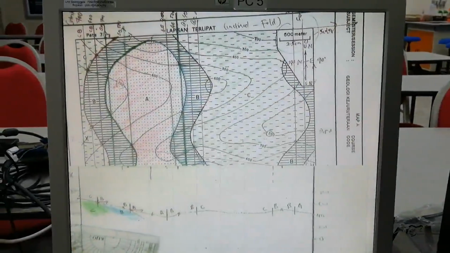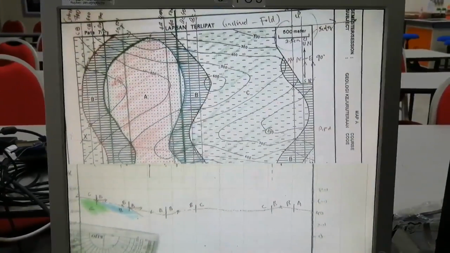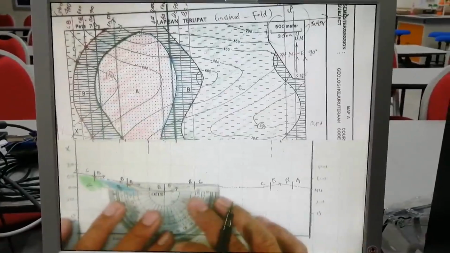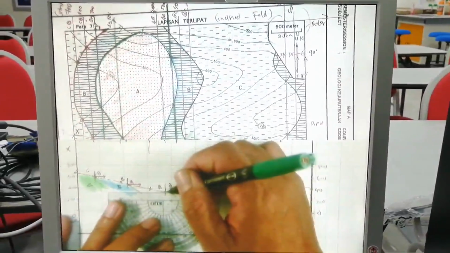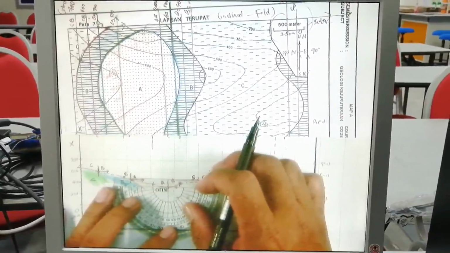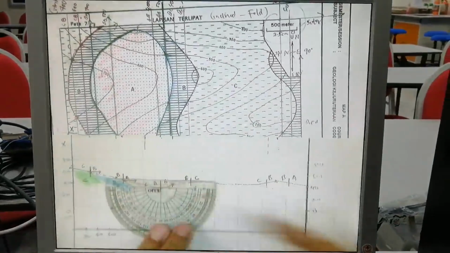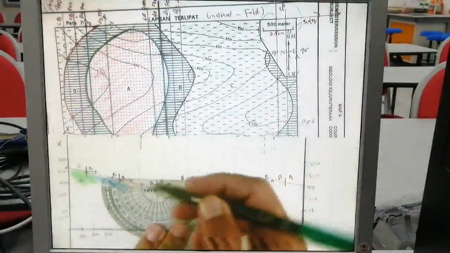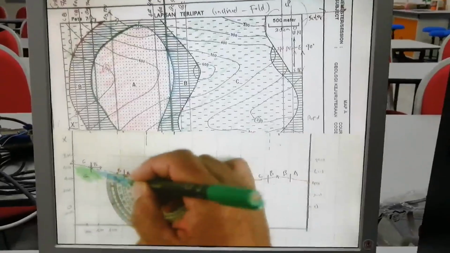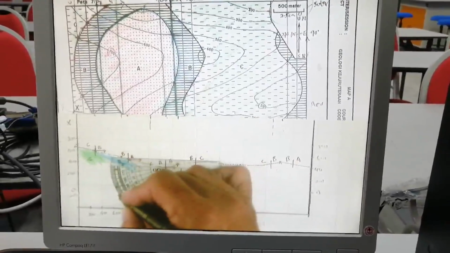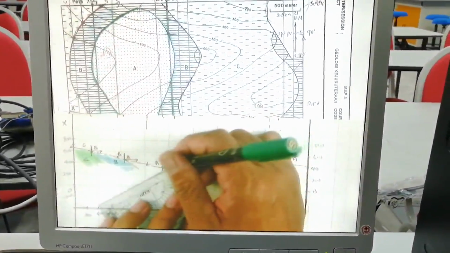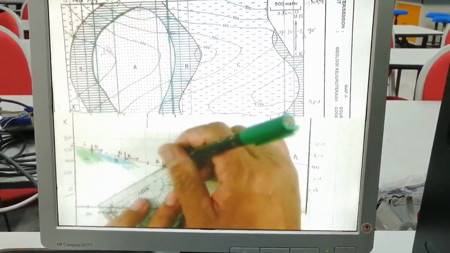AB. What is the direction? Direction is towards the west, so that side to X. So make it horizontal like this, and then dipping to the east of X, 32 degrees as well. 0, 10, 20, 30. 32 is somewhere here. So we can draw this line in this direction.